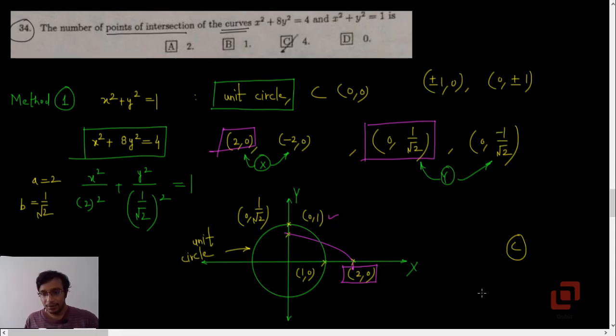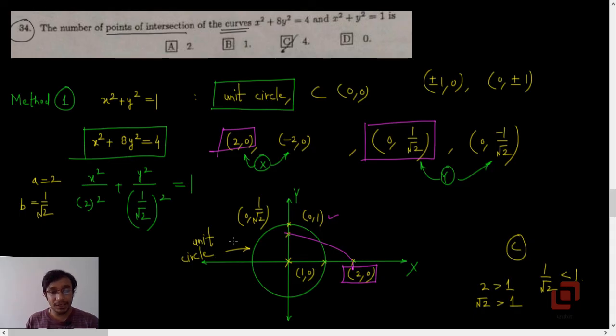If we have 2 greater than 1, then root 2 will obviously be greater than root of 1. But if you take the reciprocal, and because these numbers are positive, 1 by root 2 will be less than 1. So the point 0, 1 upon root 2 will be closer to origin than 0, 1, which means on x-axis, the point of intersection of the ellipse is to the right of that of the circle. Okay, 1, 0 and 2, 0. But for y-axis, it is opposite. The point of intersection of the ellipse is closer to the origin than that of the circle.